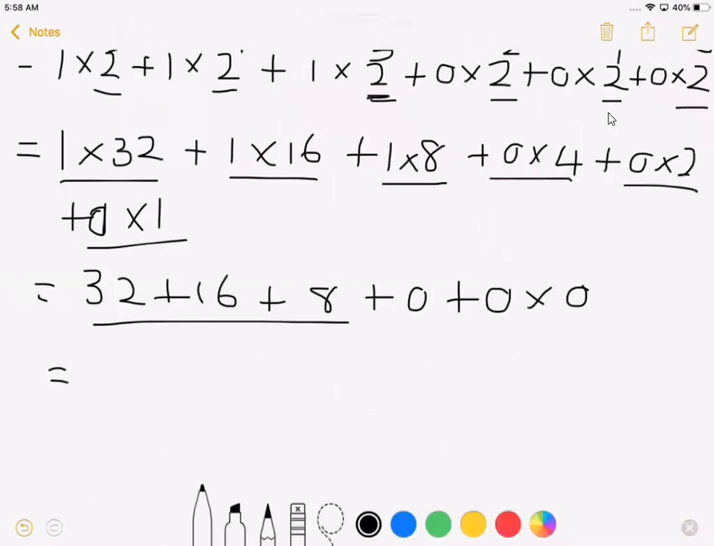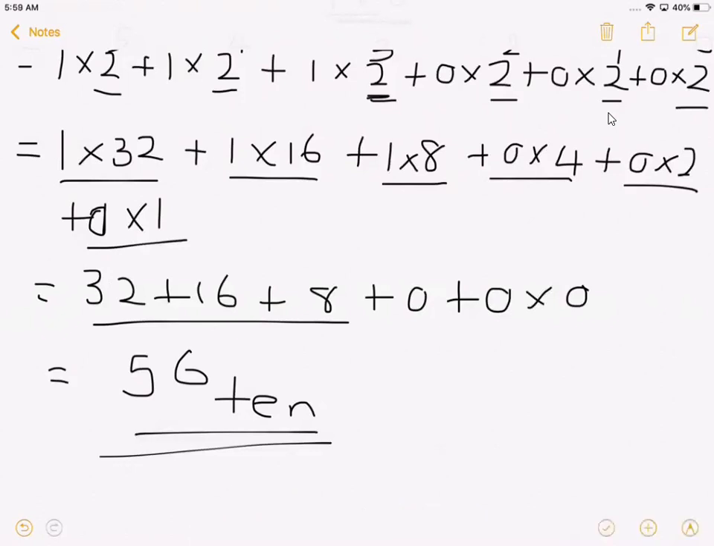If I add this, 32 plus 16 plus 8, I get 56 in base 10. That's how you change from base 2 to base 10. This is your answer.